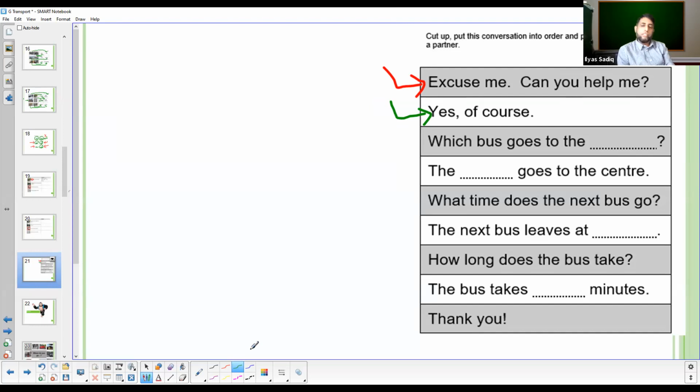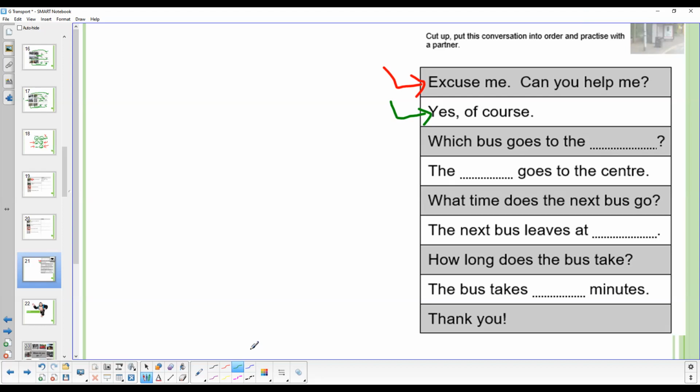Say yes, of course. Oh, thank you, Arwa. Go ahead. Which bus goes to the city center? Oh, well done. Yeah, fine. The 21 goes to the center, the supermarket.